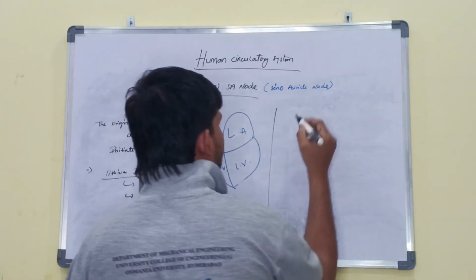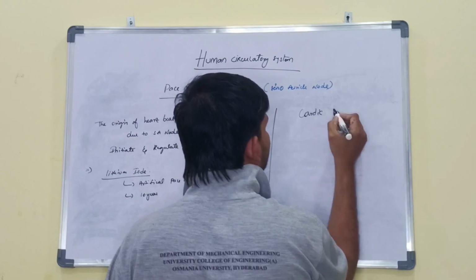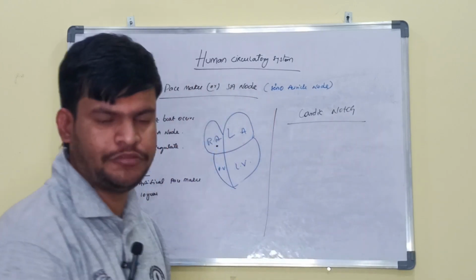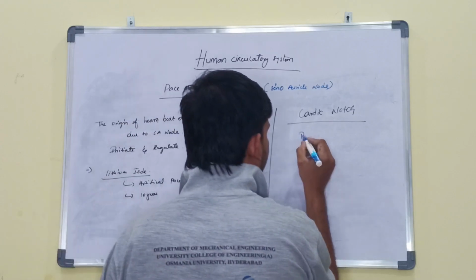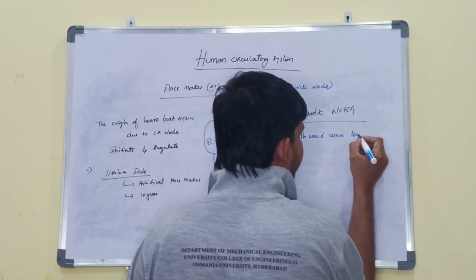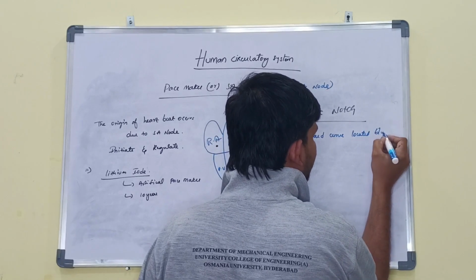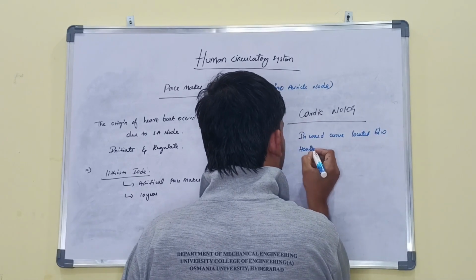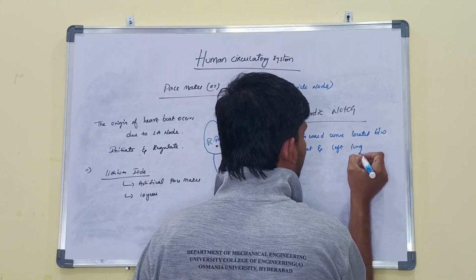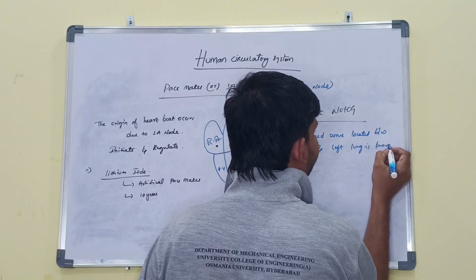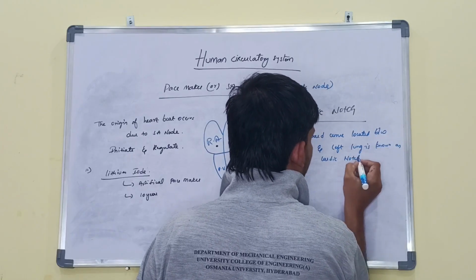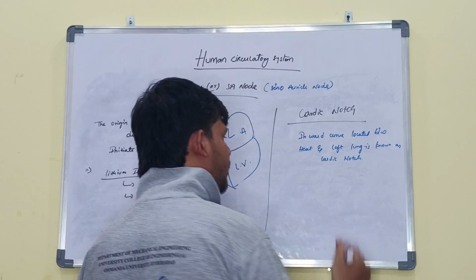Last one is cardiac notch. What is cardiac notch? Cardiac notch means the inward curve located between the heart and left lung is known as cardiac notch. That means, with the help of a diagram I will explain.